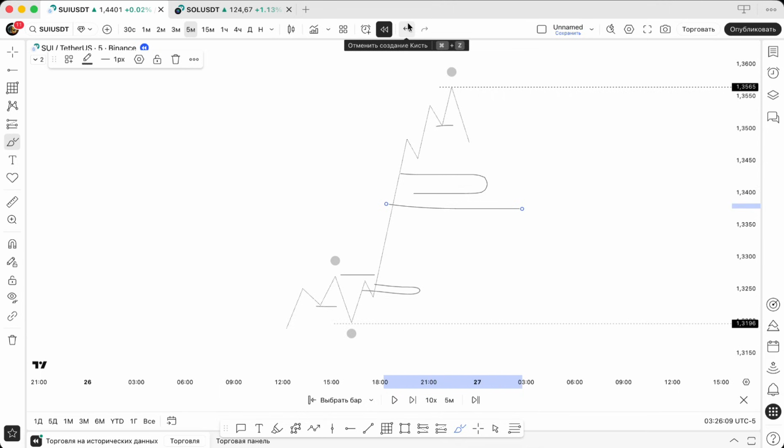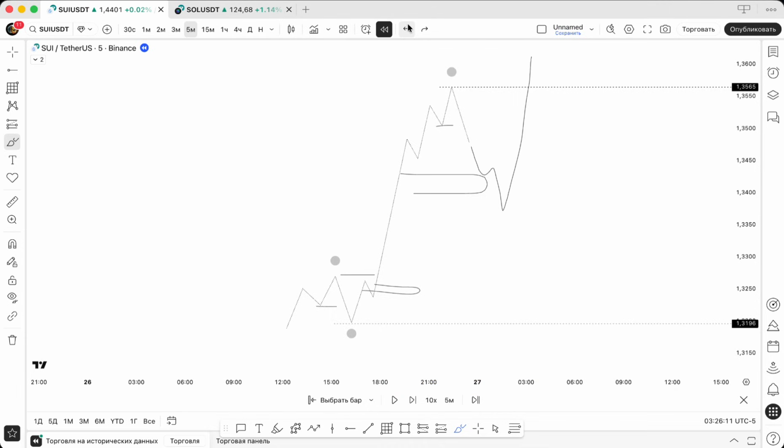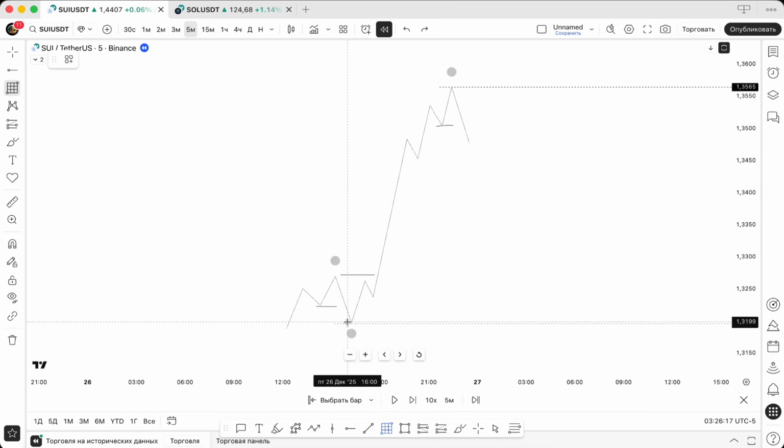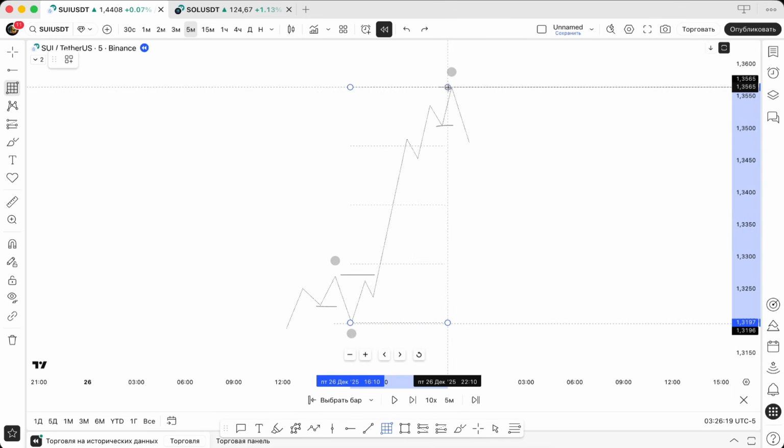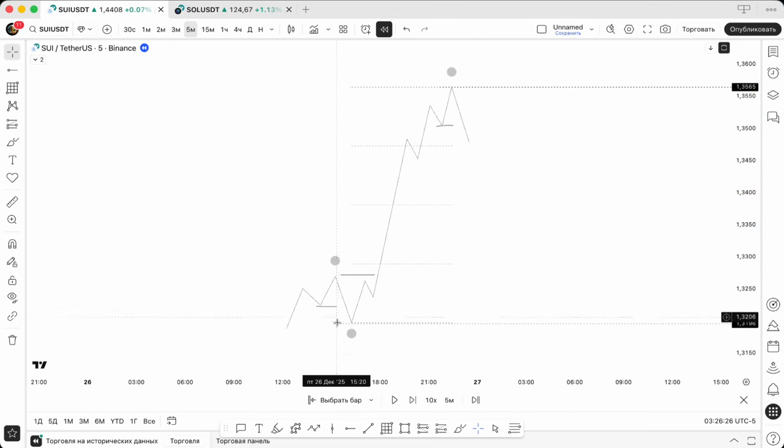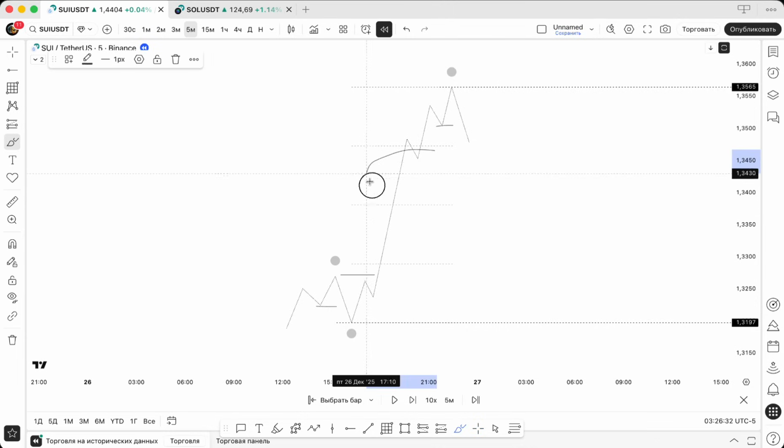To do this, we need a quarter of the GAN box. We stretch the GAN box from the minimum to the maximum. And we are interested in the following areas in this range on this tool. This is the second quarter zone. We will trade from it. This is the zone where the price is most often turned around. And, for example, the 0.5 zone.